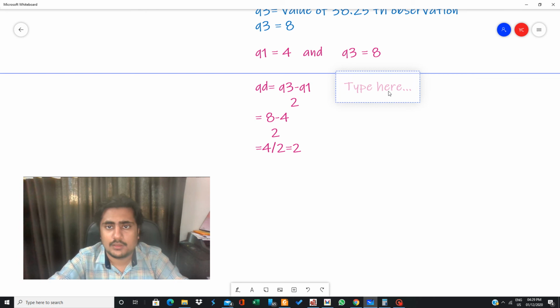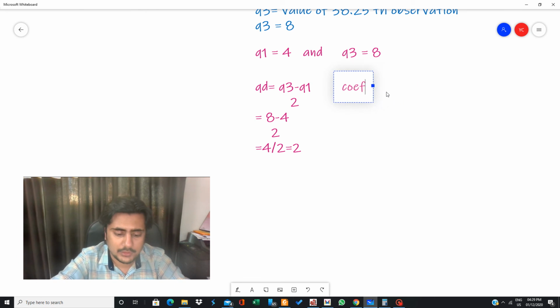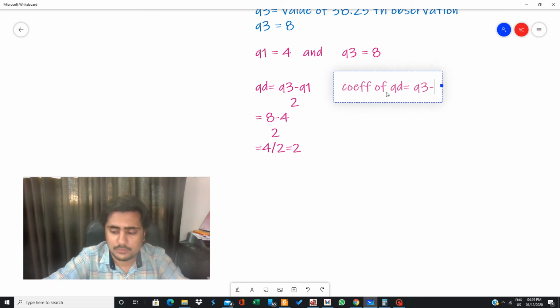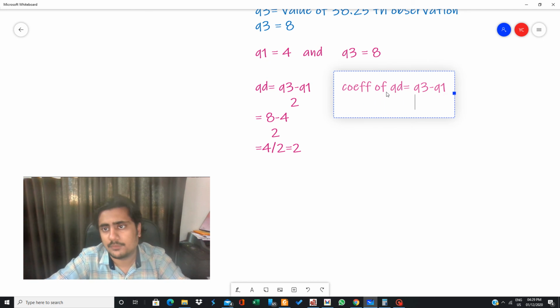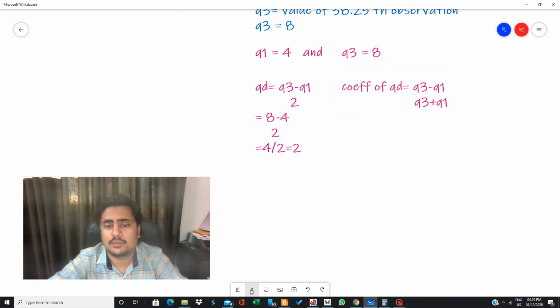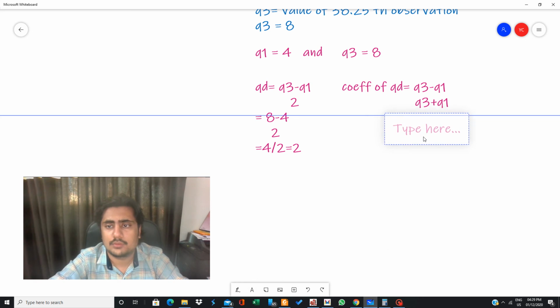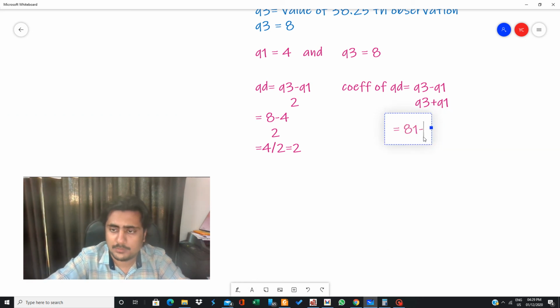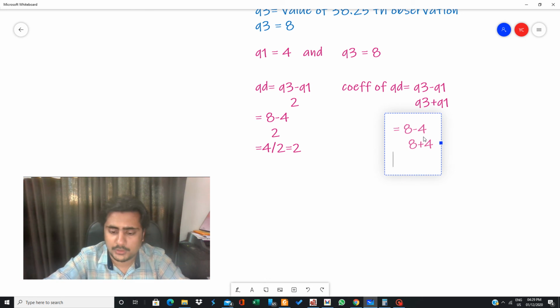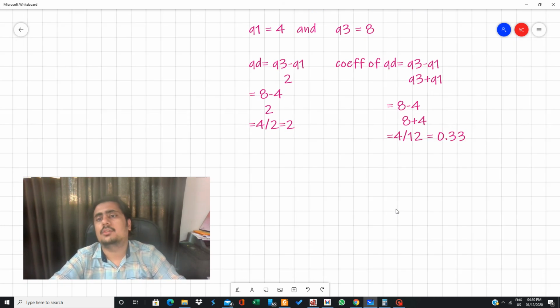And then the coefficient of QD is Q3 minus Q1 upon Q3 plus Q1. So this is basically 8 minus 4 upon 8 plus 4. It's 4 by 12, 0.3.